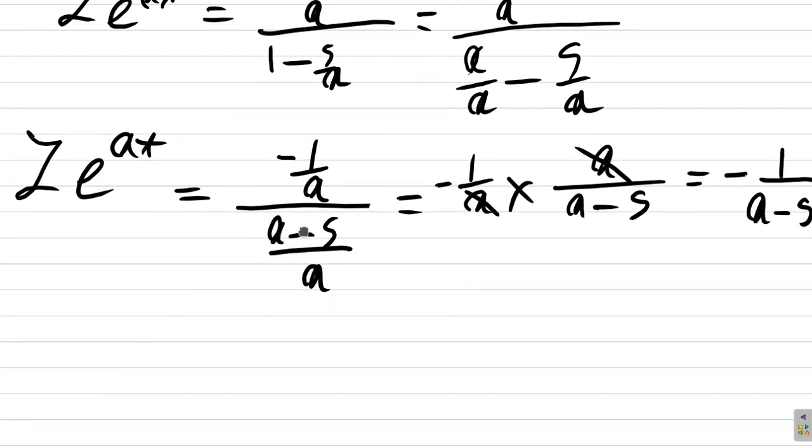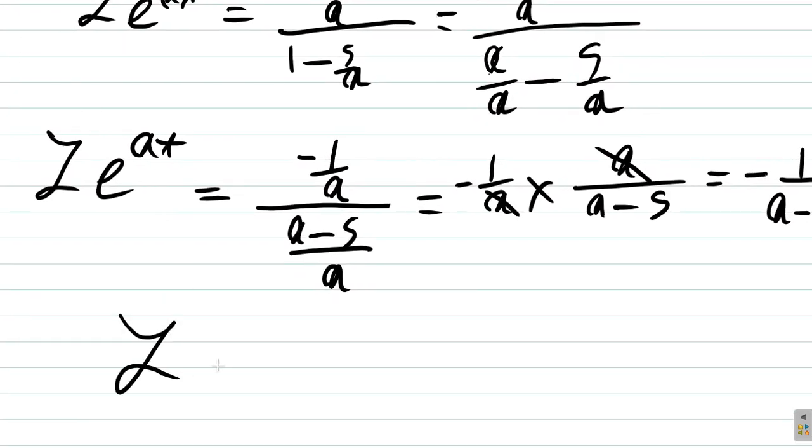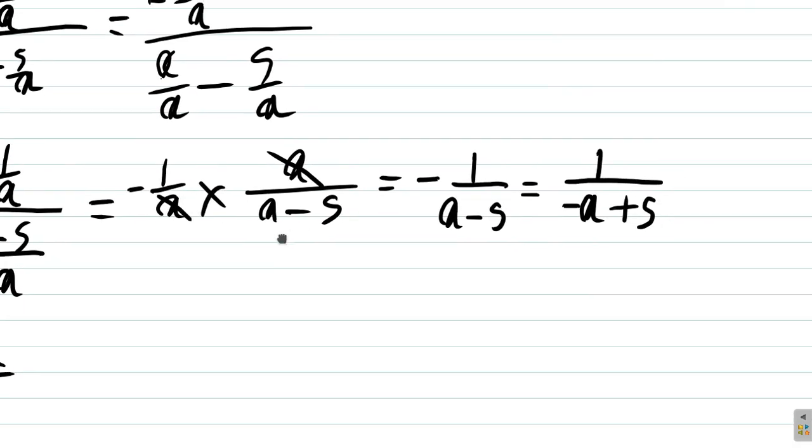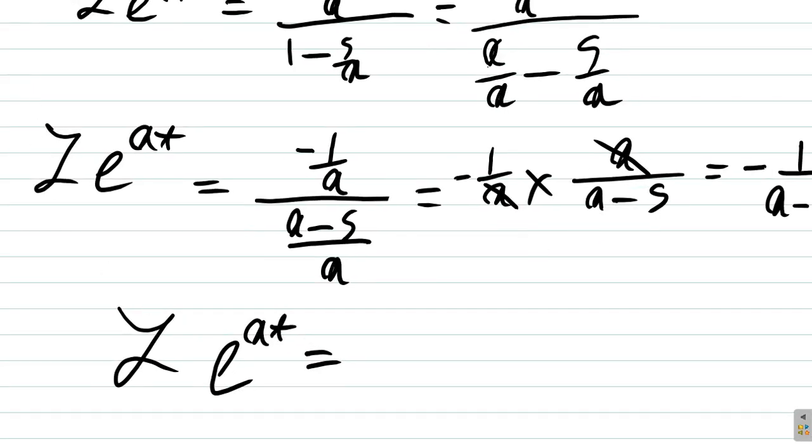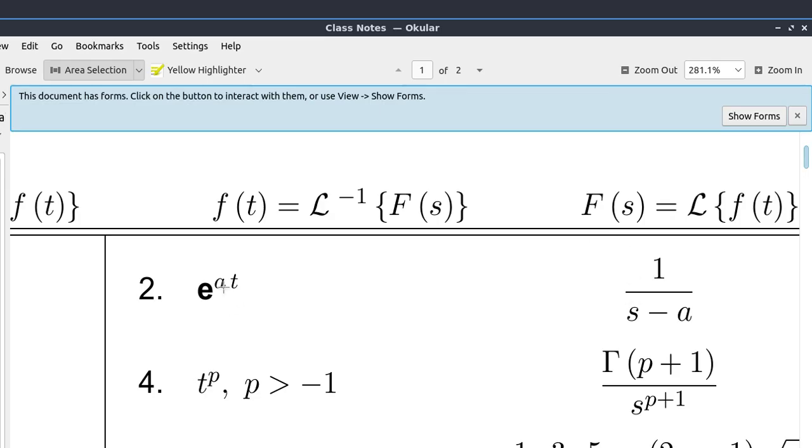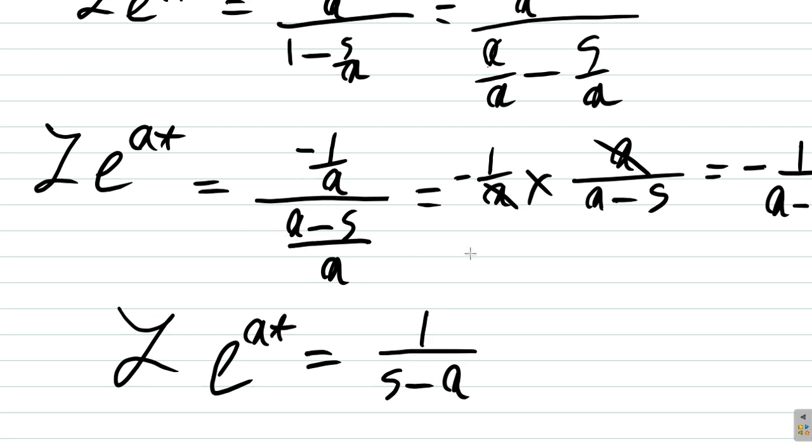So what you have here is that the Laplace transform of e to the at is equal to 1 over s minus a. Let's look back at the table. Right. The Laplace transform of e to the at is 1 over s minus a. But this was a matter of deriving it. In an exam, you'd have a table of Laplace transforms, so you wouldn't derive it unless you're asked to derive it.